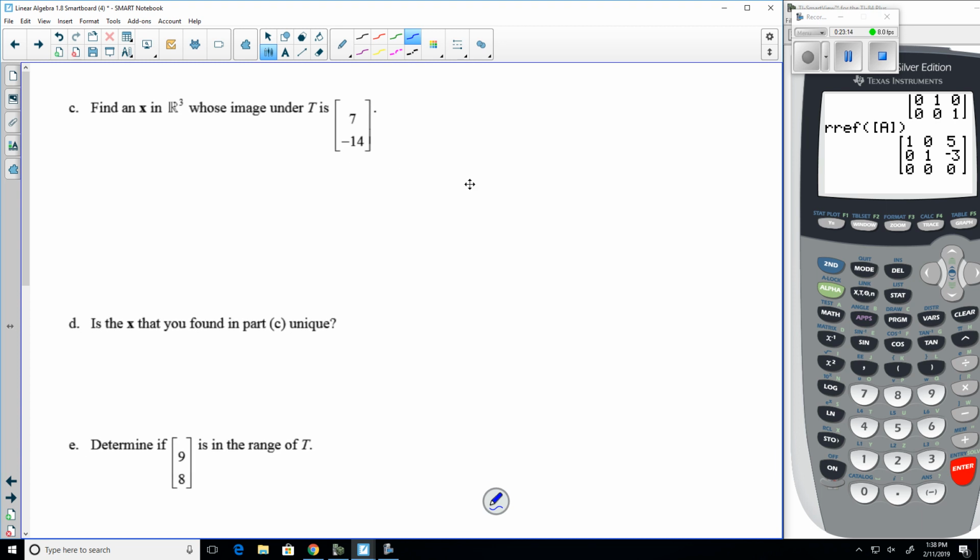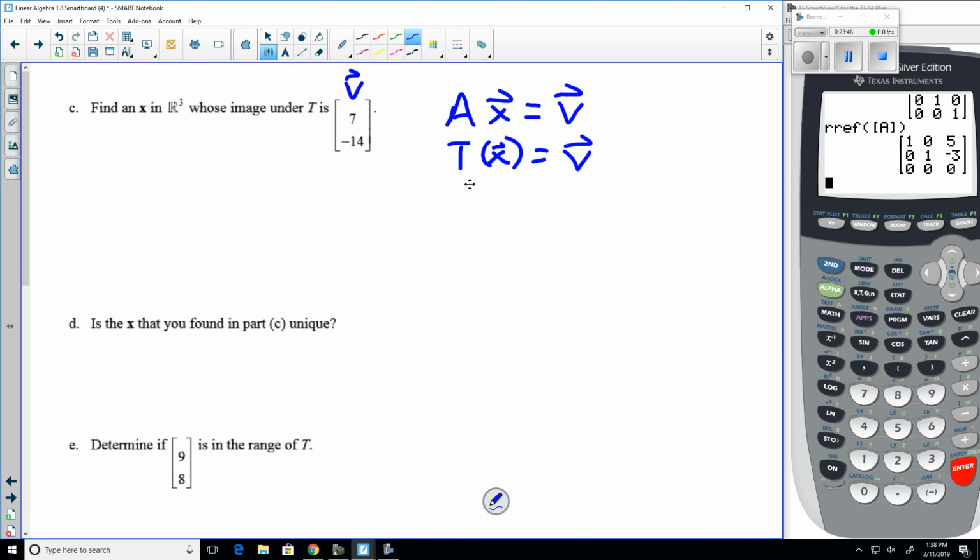All right, find an x in R3 whose image under T is this, 7, -14. This is some vector. We call it V. Find an x such that A times x equals V, right? Because that's the transformation. A times x is T of x, right? This is T of x. That's the image. Can we find an x that will make V the image of x?